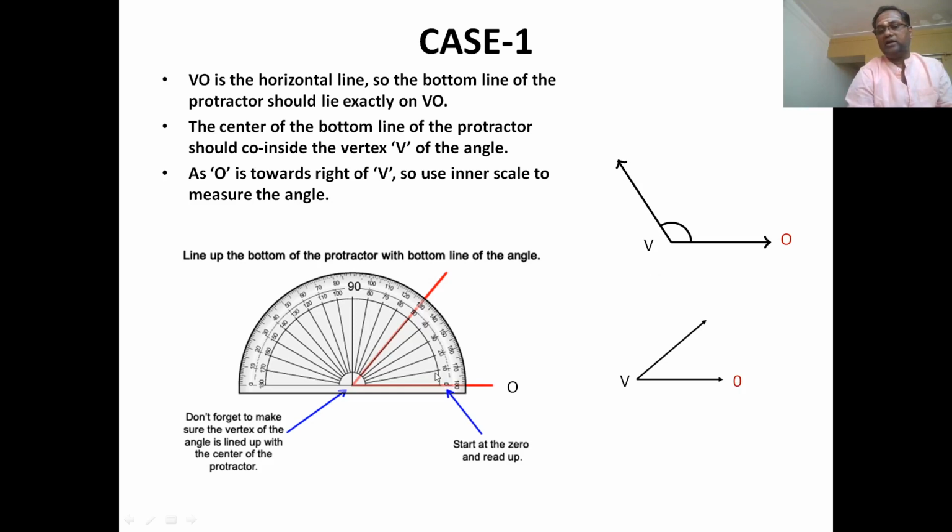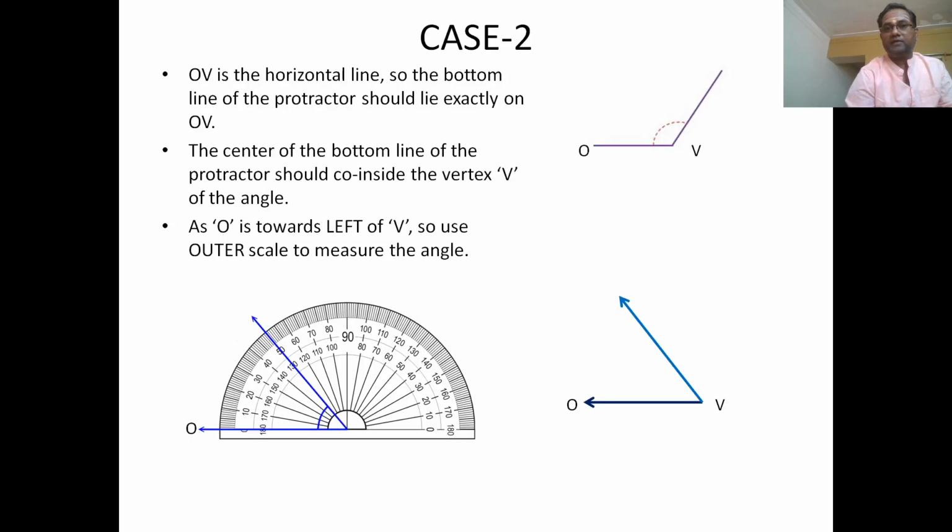Now we start at the 0 and we start reading upwards till we reach the angle. So from 0 upwards, 10, 20, 30, 40, 50. So this is a 50-degree angle here. This is how we measure the angle. Now we can take another case.